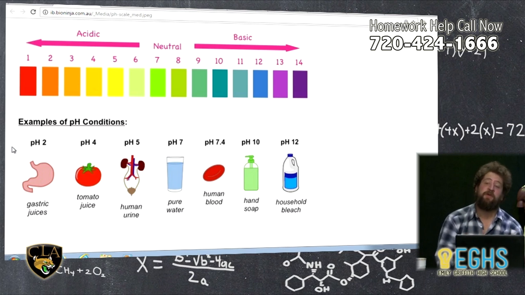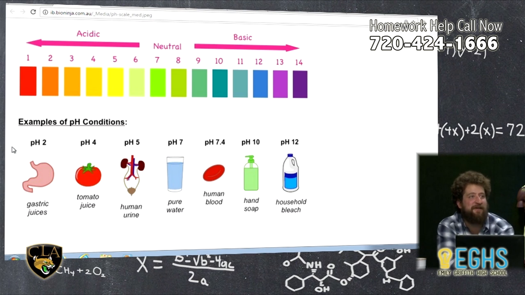Now, most of the time when we drink water, it's not pure water. It has other things dissolved in it, which might make it more acidic or more basic. You can see there, human blood is slightly more basic than pure water, but it's pretty close to neutral. And then hand soap actually hits the exact basic level that we were asked about in the question. So is a liquid with a pH of 10 basic or acidic? Well, it's basic. And you can see bleach gets to be more basic.